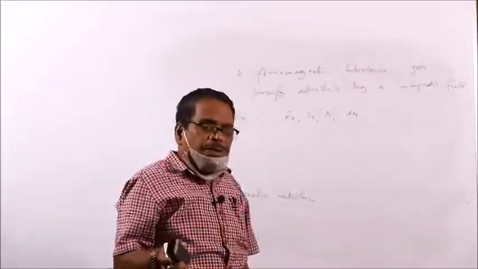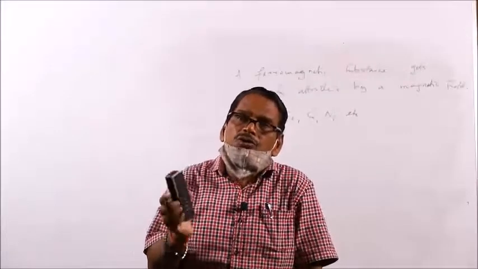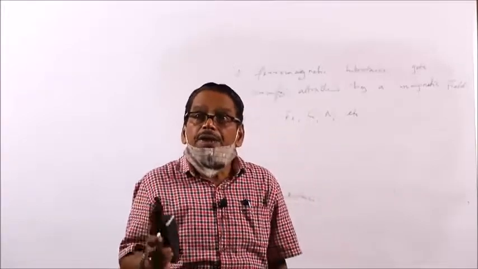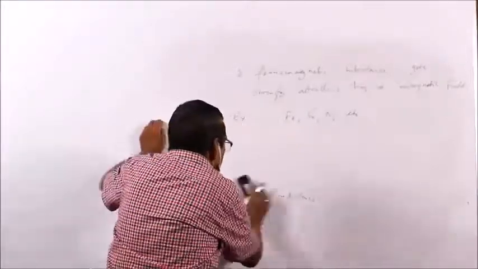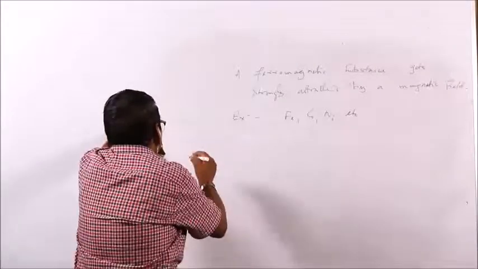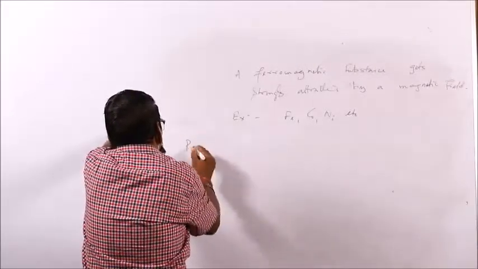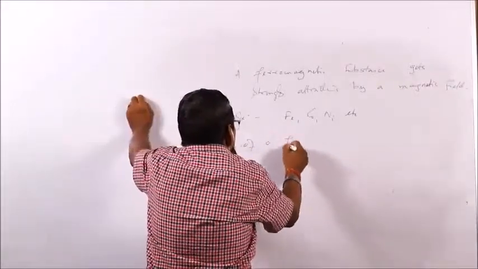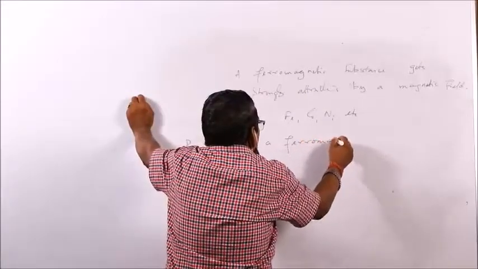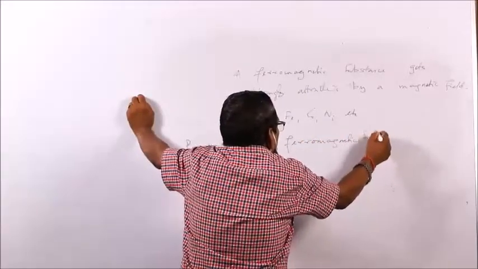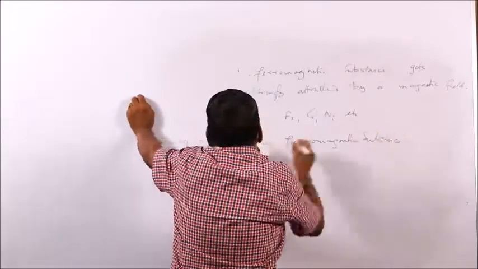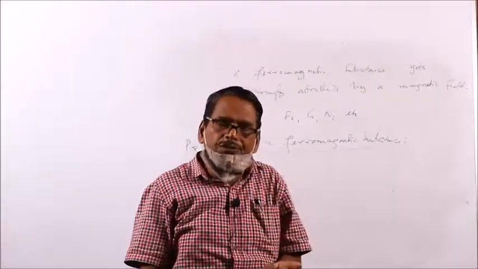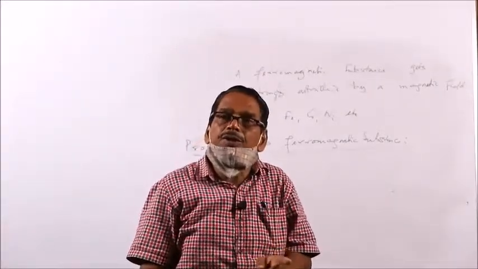Properties of a ferromagnetic substance are similar to those of paramagnetic substance, but exhibited to a greater degree.